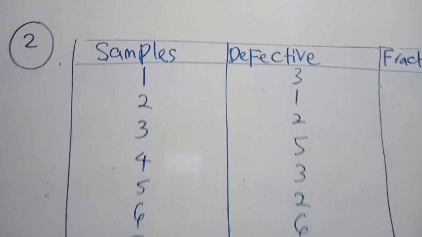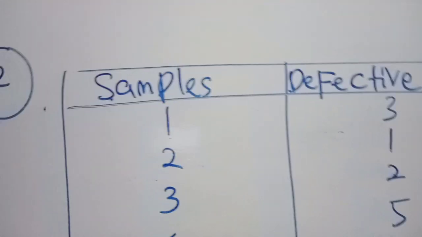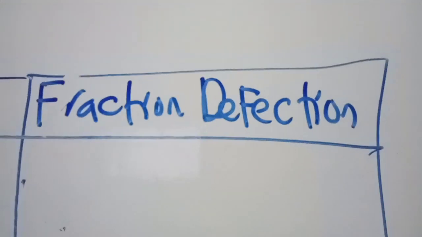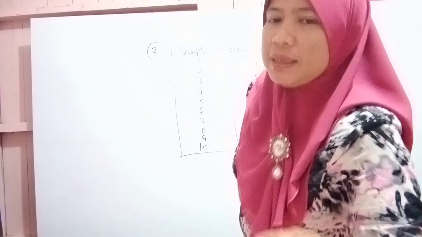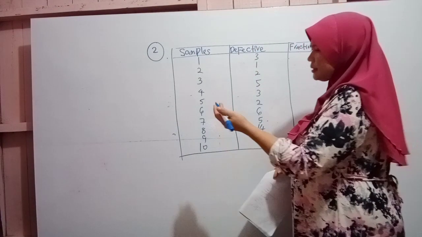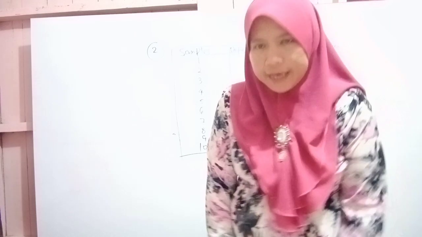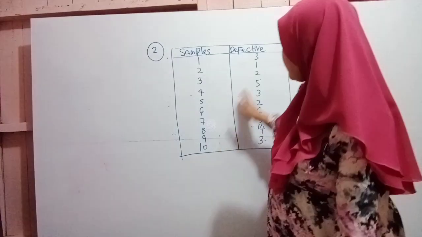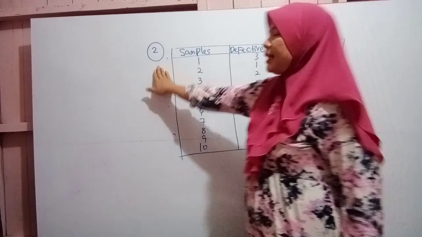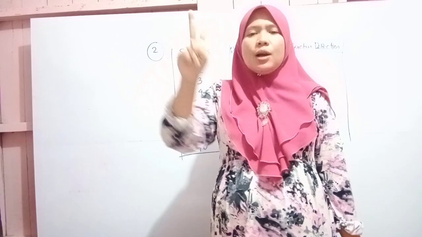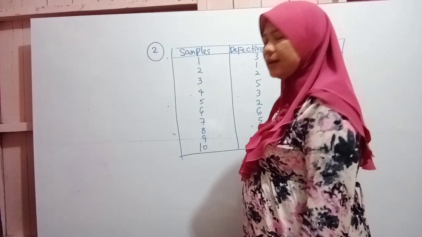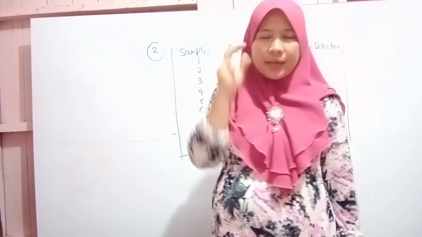Saya tunjuk dekat eh. Okay. Sample. Okay. Sample, kita tambah, kita copy back sample. Lepas tu defective. And you need to add column for fraction defection. Okay, nak cari fraction defection. Pecahan kepada sample-sample yang rosak. Okay, so now, after you copy back the table, this is the second step. Okay? Second step, copy back the table and then add one column.